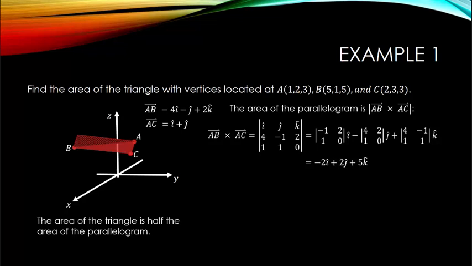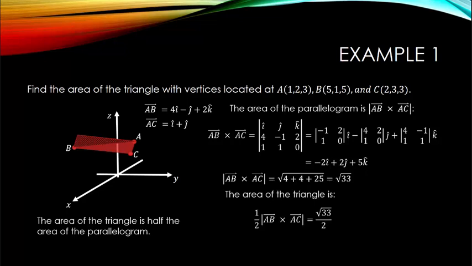This gives me the vector negative 2 i hat plus 2 j hat plus 5 k hat. The magnitude of this cross product is given by the square root of 4 plus 4 plus 25, which is the square root of 33. This is the area of the parallelogram. The area of the triangle is 1/2 this magnitude, the square root of 33 over 2.